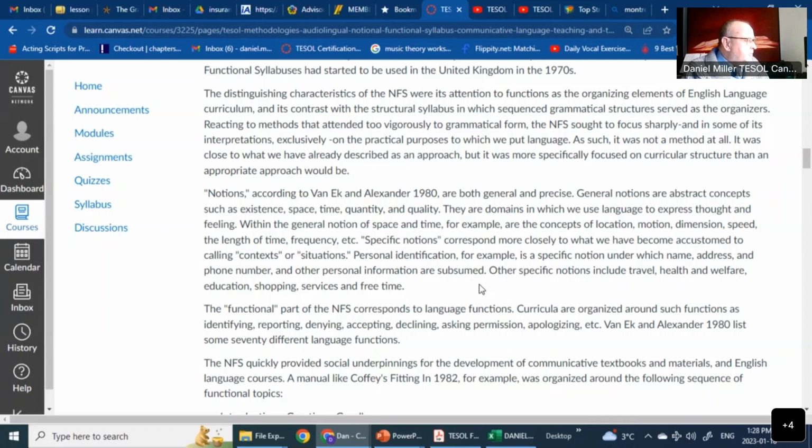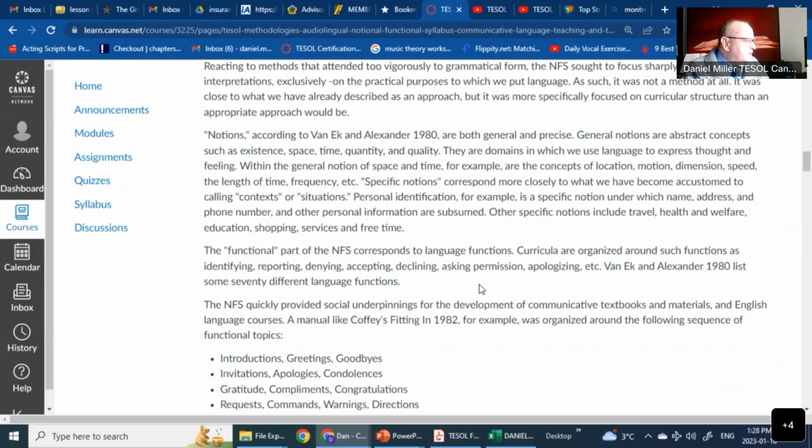The functional part of notional functional syllabus corresponds to language functions. Curricula are organized around such functions as identifying, reporting, denying, accepting, declining, asking permission, apologizing, etc. Van Ek and Alexander in 1980 list some 70 different language functions.